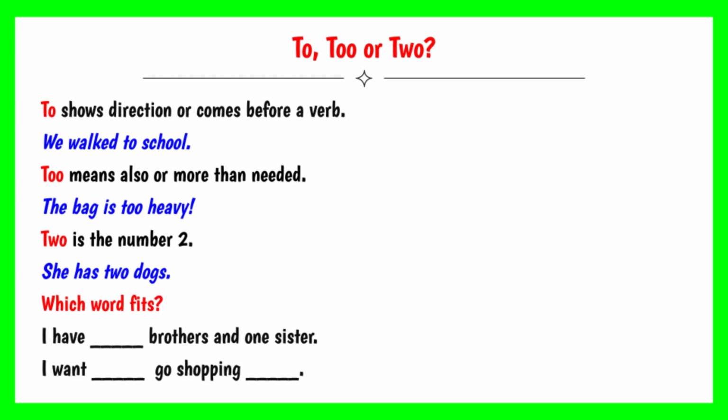Let's check the answers. I have two brothers and one sister. We use two because we are talking about the number. Now look at the second sentence.